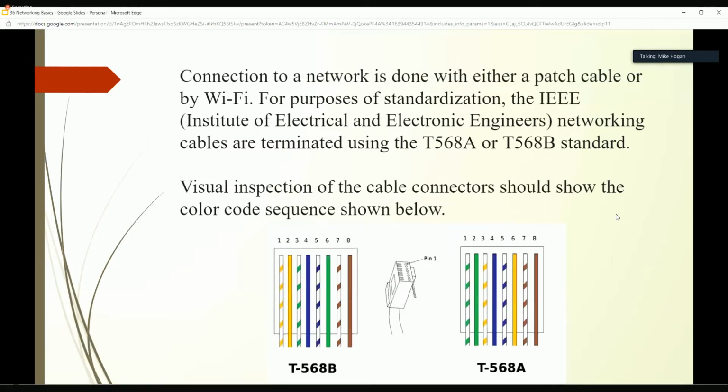Looking at some cabling, here we have 568A and a 568B. These are identified as standard patch cables, IEEE. If you look at the visual down below, you can see the difference in the 568A and the 568B in terms of the color code.